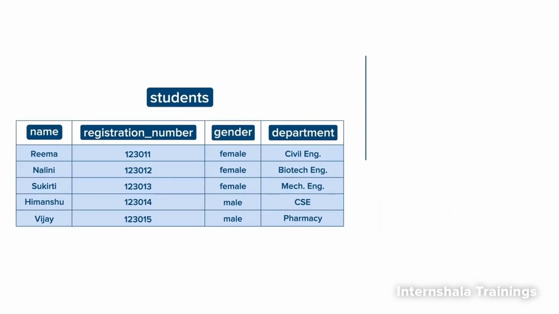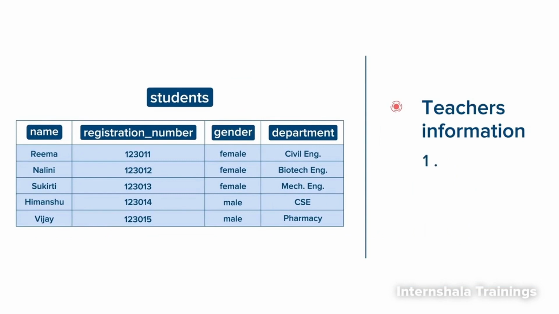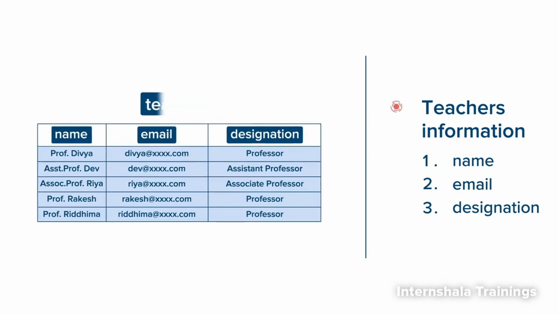Now let's say we want to store the information of teachers, such as their name, email, and designation. Do you think we can add the information of the teachers in our existing table students? If you guessed no, you are right. To store the information of the teachers, we need to create a new table because the kind of information we store for teachers is different from that we would store for the students. For example, for teachers, we are storing email and designation, which is not present in the case of students.